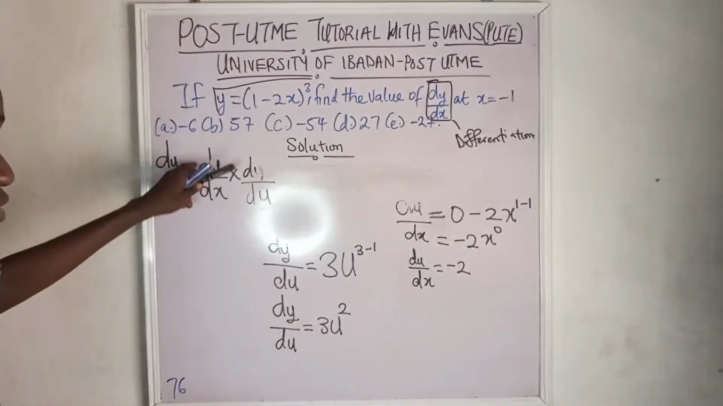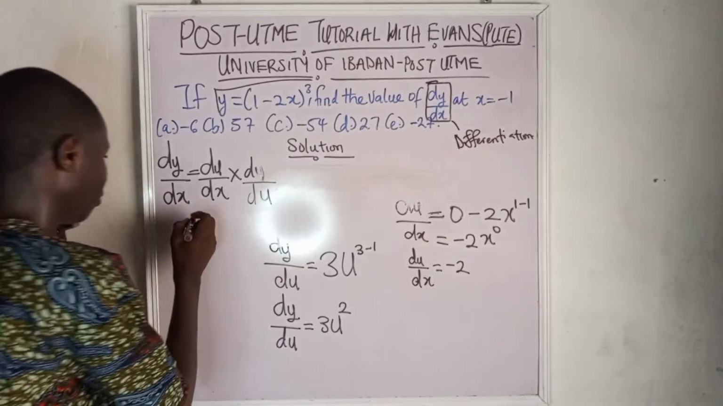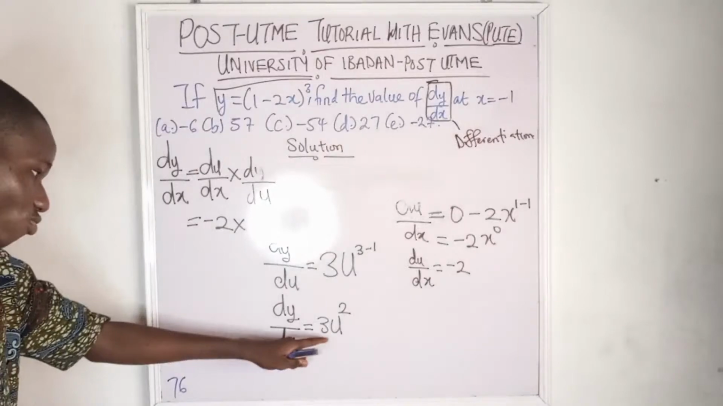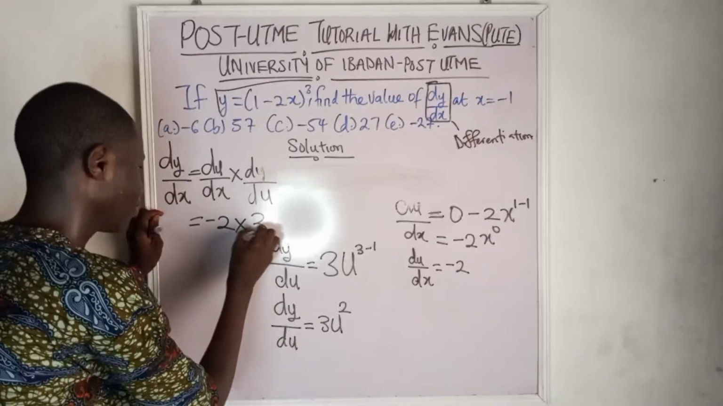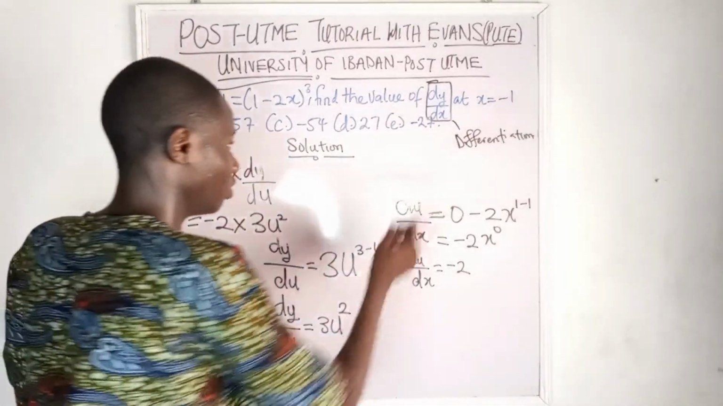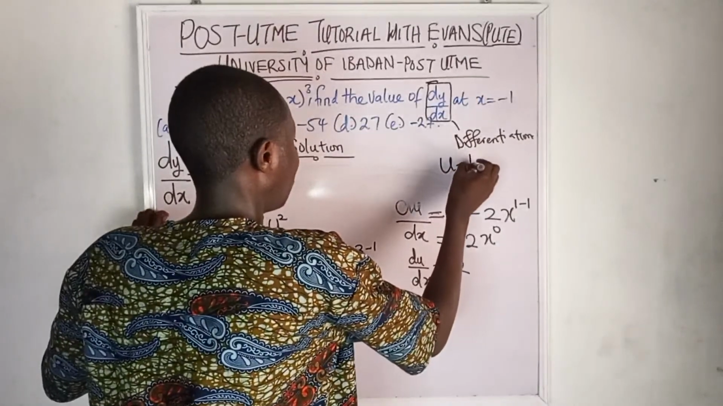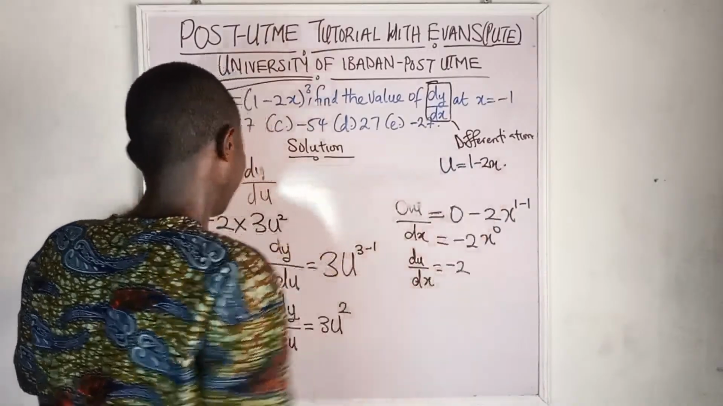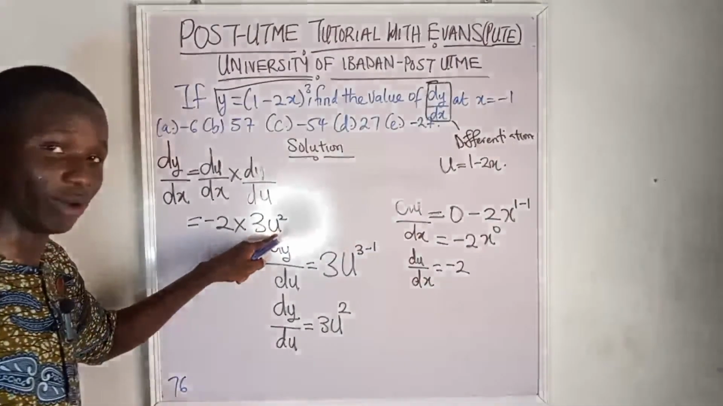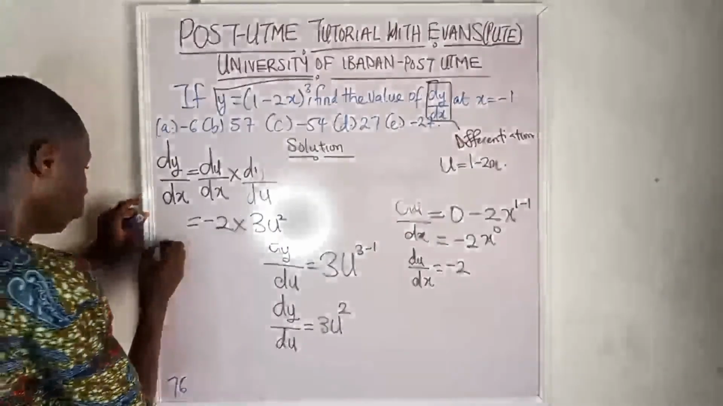So that's dy/du. Now what do we get for our du/dx? Minus 2. Minus 2 times, what's our dy/du? We get what? 3u squared. Now what do we make to be our u in the beginning of this question? We said our u is what? 1 minus 2x, right? So instead of writing u here, you represent it by what? 1 minus 2x.